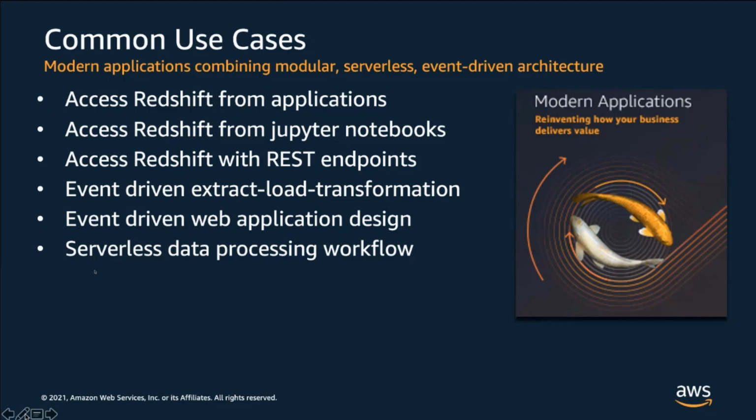The last one is designing a serverless data processing workflow where you design an end-to-end application orchestration using serverless AWS components like AWS Lambda, EventBridge, Glue, Step Functions, and so on. Again, these are just some common examples, but customers are using Data API for many different use cases, which may be unique to them.